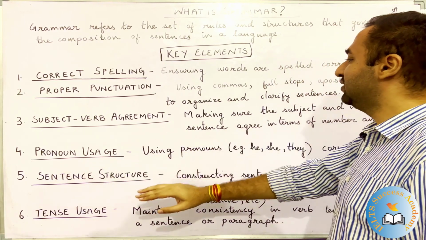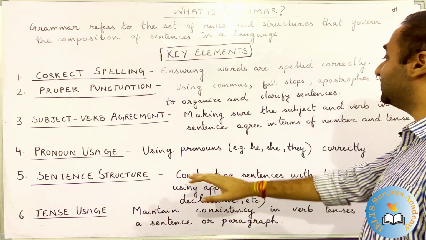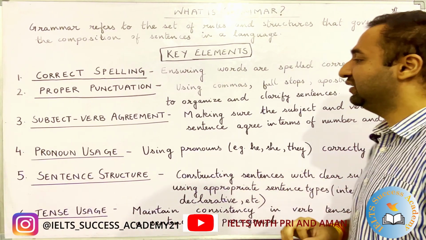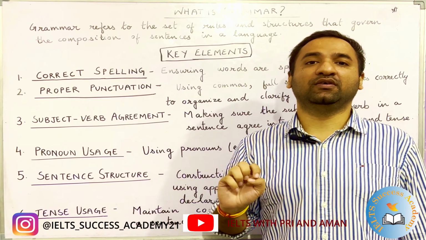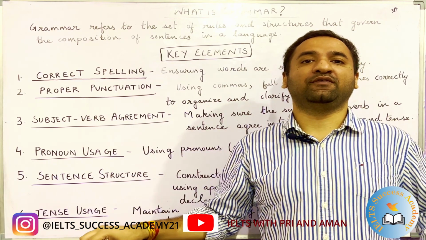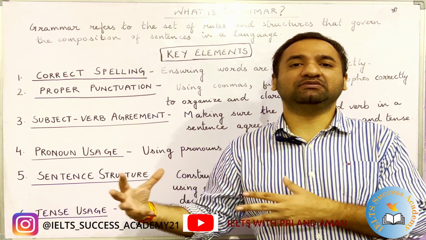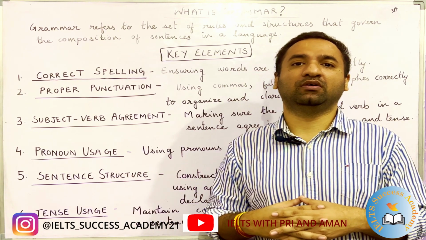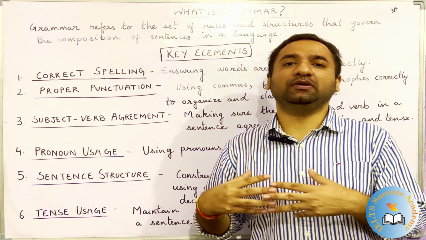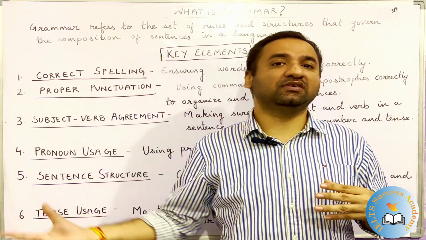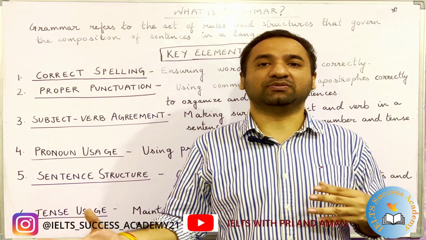The fourth one is pronoun usage. Using pronouns he, she, they correctly. There are three pronouns. He refers to the male. She refers to the female. They mean a group. Okay. Sometimes many people use like they as in when they identify themselves in the third gender as well.